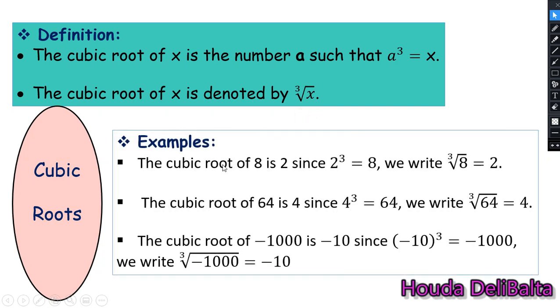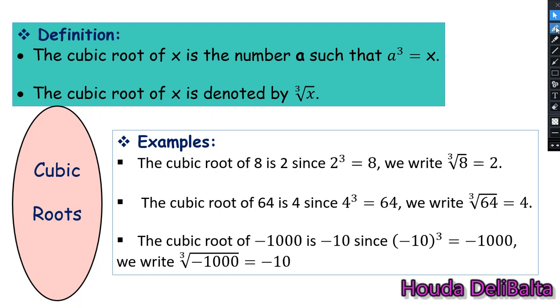Here are examples to make things clearer. The cubic root of 8 is 2, since 2 cubed equals 8. We write cube root or cubic root of 8 equals 2. The cubic root of 64 is 4, since 4 cubed is equal to 64. So I write cube root or cubic root of 64 equals 4. The cubic root of minus 1000 is minus 10, since minus 10 cubed is equal to minus 1000.